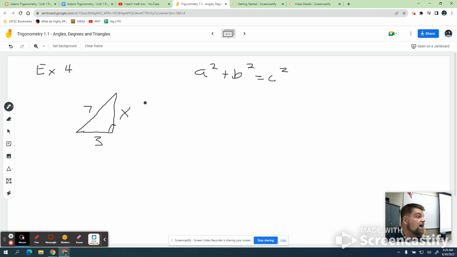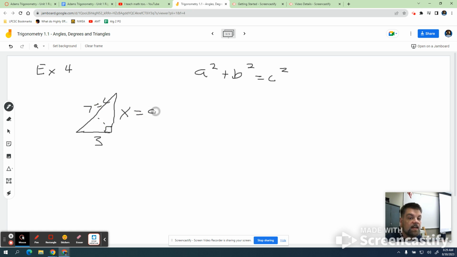And where is the hypotenuse always located? It's across from the 90-degree angle. I know my 90-degree angle doesn't look like a 90-degree angle. I'll try to draw it a little better. Boy, I really butchered that. Okay, so across from the 90-degree angle is C.